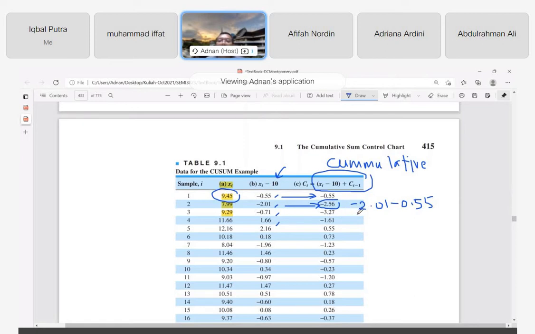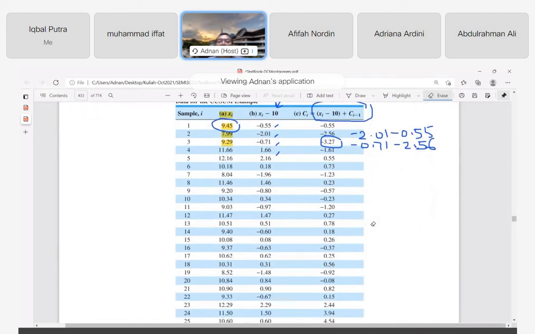And the next one, you have 0.71, minus the previous one. The previous one was this one, which is 2.56. You get this value. So keep continuing doing that until you finish all, until the end.